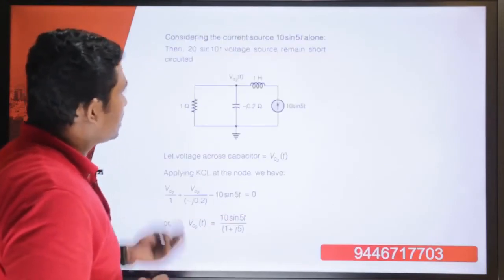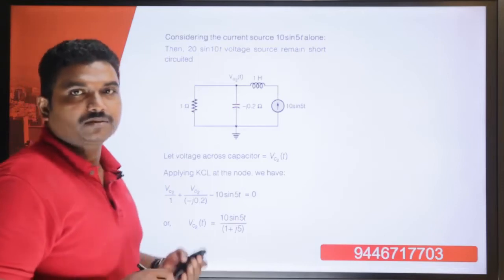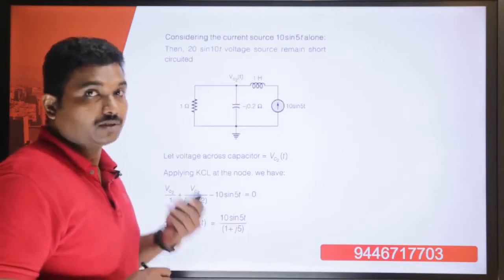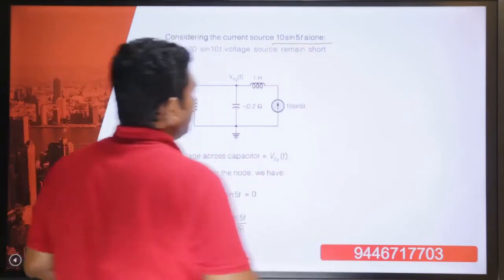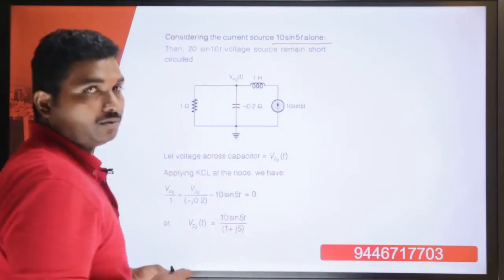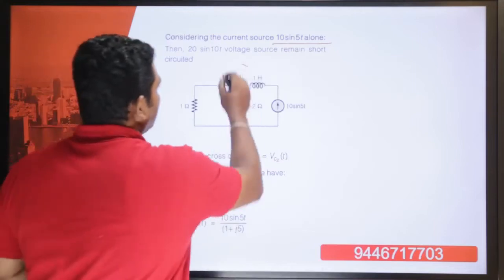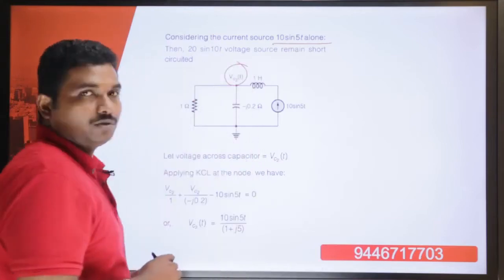Now considering the current source only. When we are considering the current source, what happens to the voltage source? We will be short circuiting the voltage source. So we are considering the current source 10 sin 5t alone, and we are short circuiting the voltage source, and we are going to find out the expression for Vc2 of t.